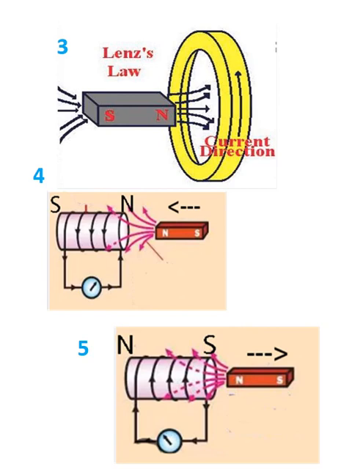Diagram 3. North pole end of a bar magnet brought near a solenoid. North pole is induced by Lenz's law and current flows in the anti-clockwise direction. Diagram 4. North pole end of a bar magnet is brought near a solenoid. By Lenz's law, the nearer end induced north pole, the further end induced south pole. The nearer end where north pole is induced, current flows in the anti-clockwise direction.